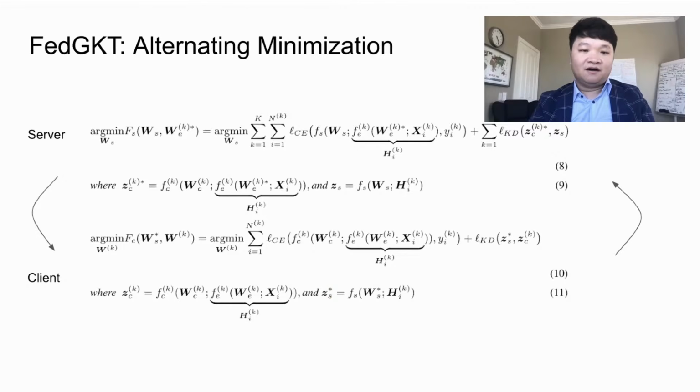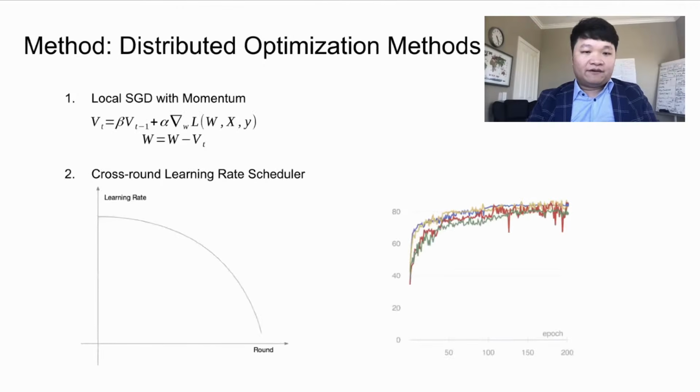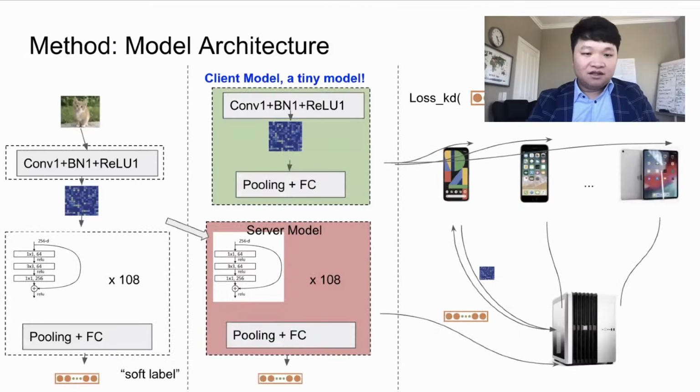Essentially, it's based on alternating minimization, meaning that we can train locally on the client side. We can also transfer logits to the server side and train many epochs. So it's an alternating minimization optimization trick here. And we further solve this problem by using a distributed optimization method like local SGD with momentum. We propose the idea of doing cross-round learning rate scheduling. We find this method is much more efficient and effective than the distributed federated SGD.